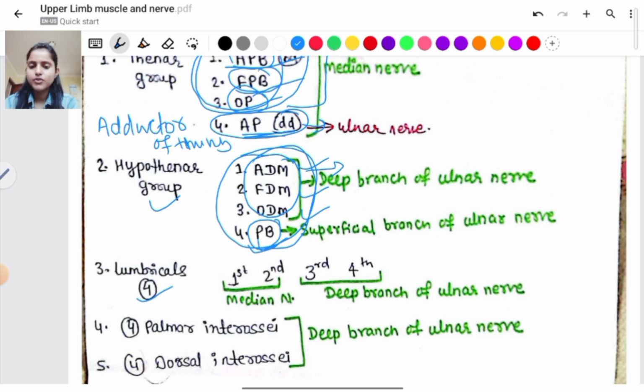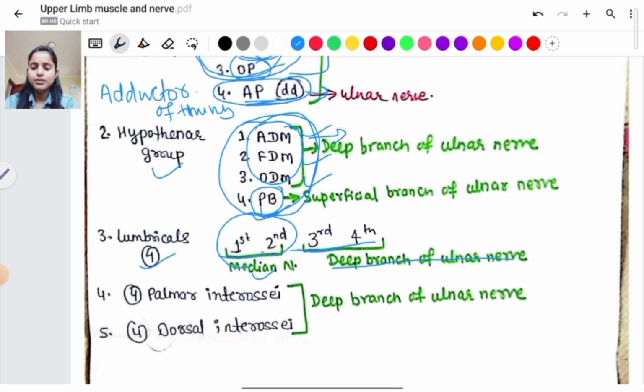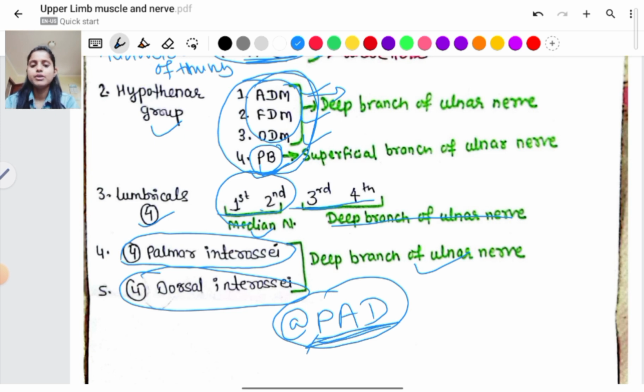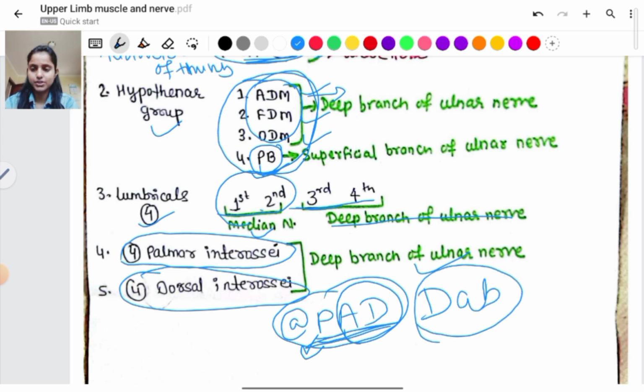There are 4 lumbricals: first, second, third, and fourth. First and second lumbricals are supplied by the median nerve, and third and fourth lumbricals are supplied by the deep branch of the ulnar nerve. There are 4 palmar interossei and 4 dorsal interossei. These are all supplied by the deep branch of the ulnar nerve. Palmar interossei do the adduction of the fingers, which we can remember as PAD: P for palmar interossei, adduction of the fingers, and DAB, dorsal interossei, abduction of the fingers. This is all about the upper limb muscles and the nerves.